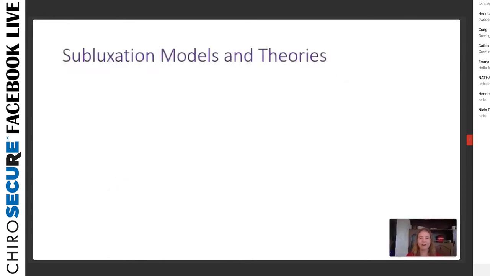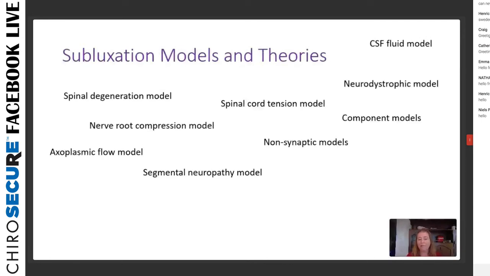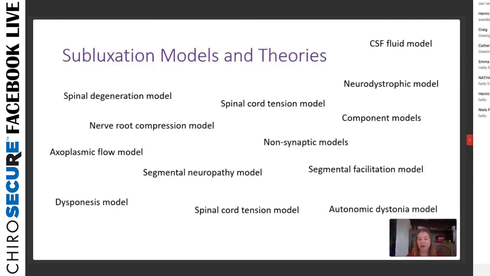Anyway, moving right along. As I'm sure all of you are very well aware, there have been many, many different models for what the subluxation is over the years. Some of these are weird, and some of these actually have a little bit of backing for them.